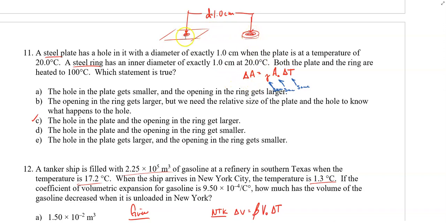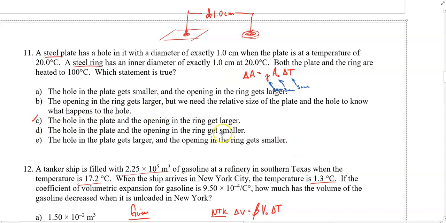Now, if these two objects are made from the same material, the same type of steel, the gamma value is the same in both situations, or in both objects. The initial area is the same in both because we're talking about a punch out that's 1 centimeter in diameter. So that's the component that we're worried about the change in. And then the change in temperature is the same. So if we're saying that gamma, initial area, and the change in temperature are all the same, then the change in area is going to have to be the same as well. So part C would be the correct answer here.